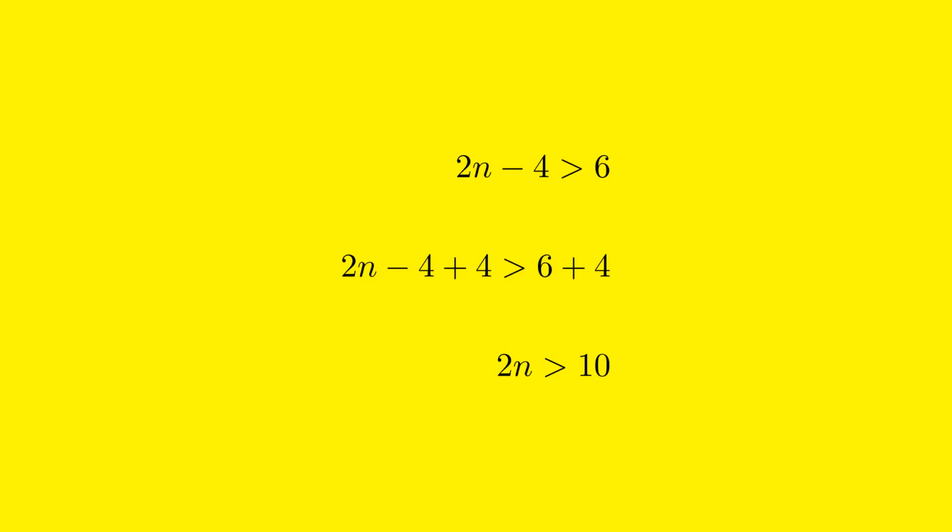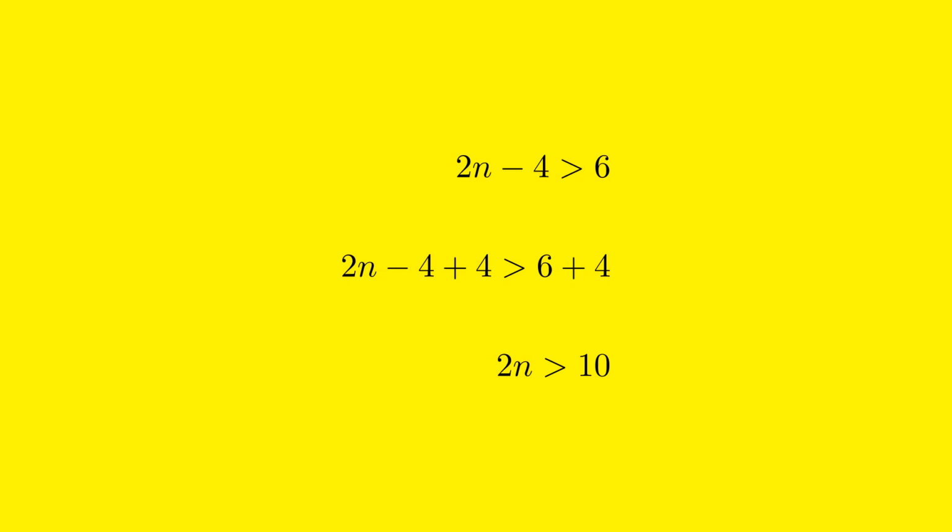To solve the inequality 2n minus 4 greater than 6, begin by isolating the variable n. This process involves reversing the operations that involve n. The first step is to eliminate the minus 4 by doing the opposite operation, which is addition. Add 4 to both sides of the inequality.